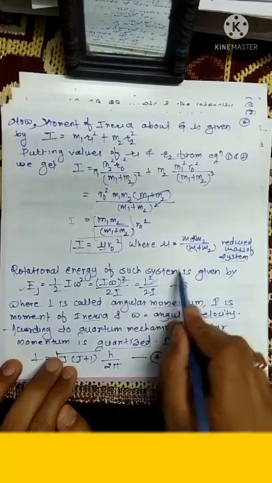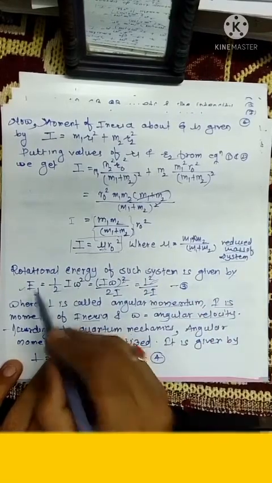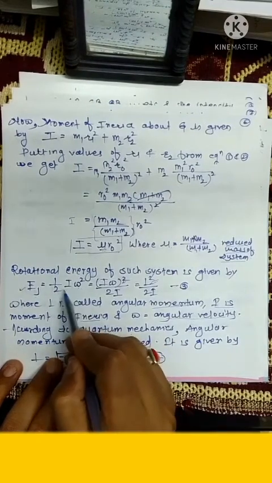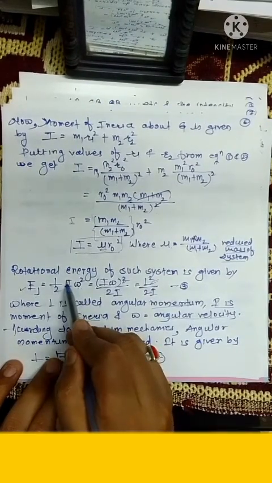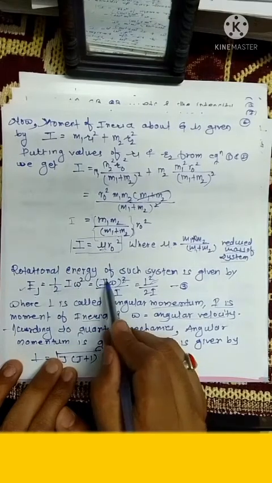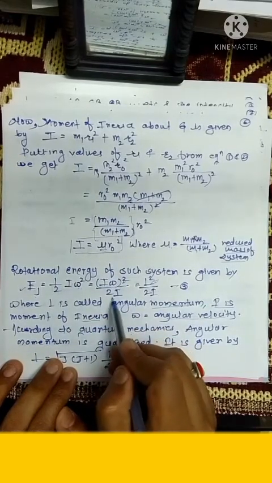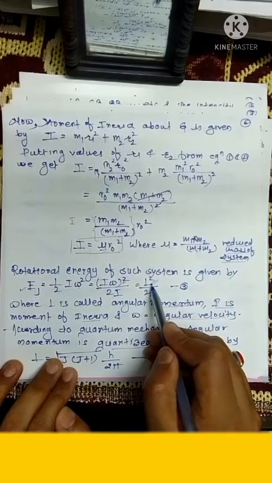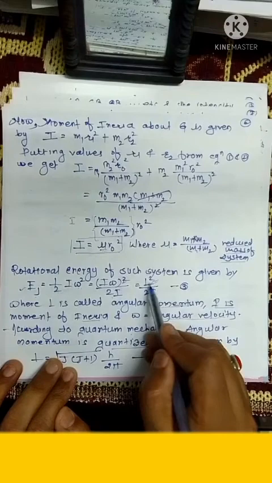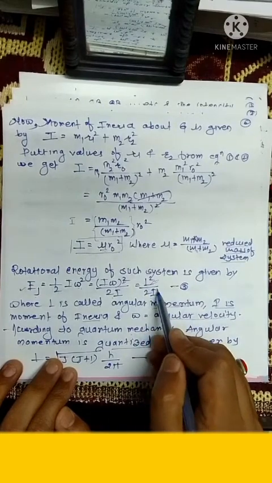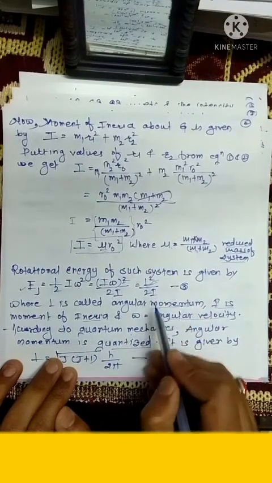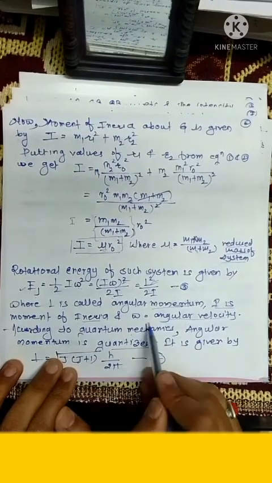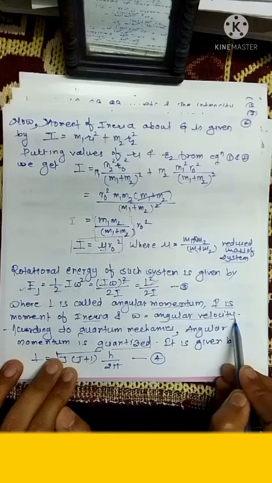Rotational energy of such a system is given by Ej is equal to half I omega square. Just multiply and divide this equation by I. So one can write I square omega square divided by twice I. But I omega is equal to L. So we get L square divided by twice I, where L is known as angular momentum, I is moment of inertia, omega is angular velocity.